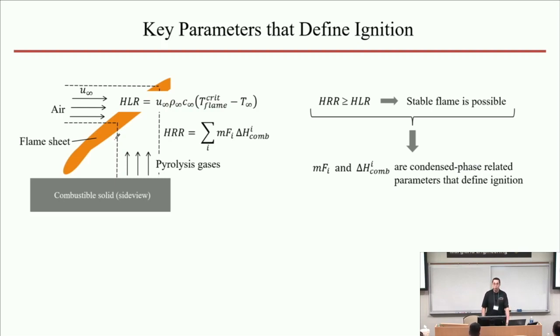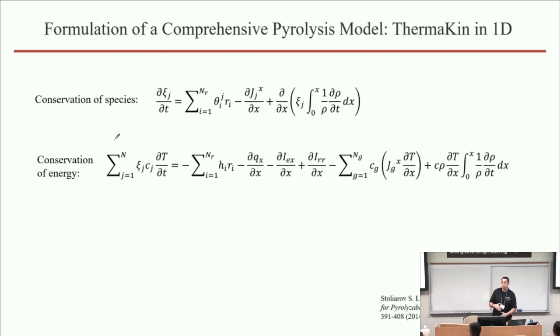Well, one way to do it is to use comprehensive pyrolysis models. Now, there are a few comprehensive pyrolysis models out there, and I'm going to focus on a model that was developed at UMD because I'm most familiar with it, and this is its basic formulation. So in comprehensive pyrolysis models, you have two sets of equations that are solved numerically. They are both transient.